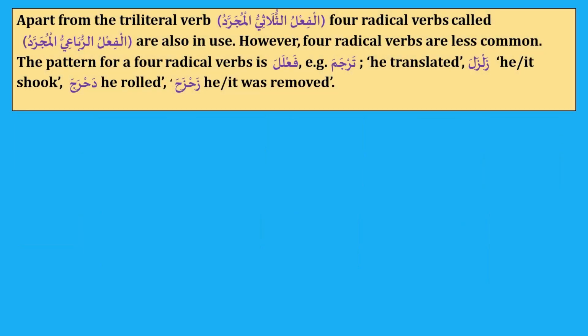Apart from the three-literal verb الفعل الثلاثي المجرد, four radical verbs called الفعل الرباعي المجرد are also in use. However, four radical verbs are less common. The pattern for a four radical verb is فعلل. Example, ترجم, he translated. زلزل, he or it shook. دحرج, he rolled. And زحزح, he or it was removed. Remember, these are not derived verbs, these are original verbs. These are four radical verbs.